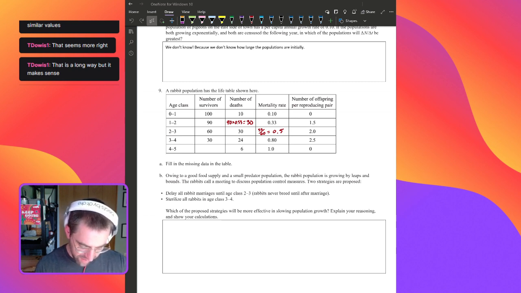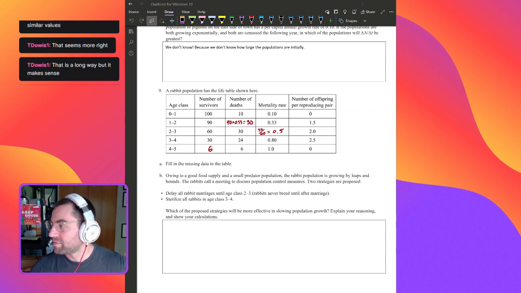We have 30 survivors, 24 deaths. 24 out of 30 is, sure enough, 80%. And then we have 6 deaths with a mortality rate of 1, meaning 100%. So we had 6 survivors and no pairs reproducing. All right.